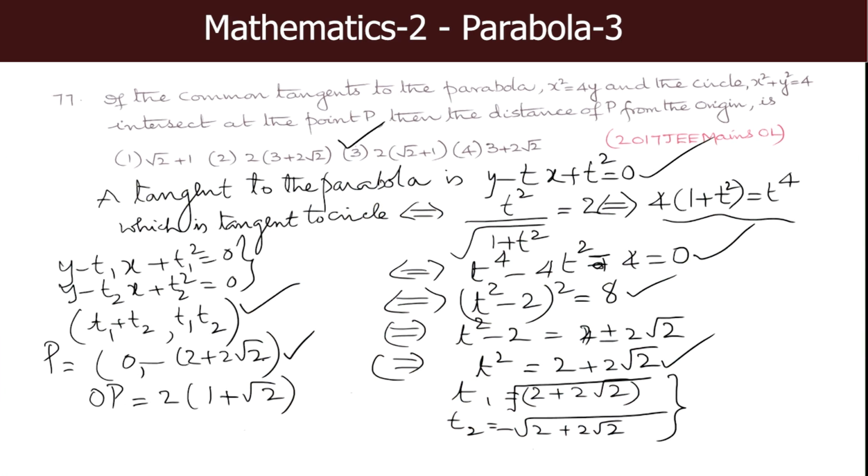And the distance of this point P, the point of intersection of the common tangents drawn to the parabola and circle, from the origin is therefore the same as the ordinate, which is 2 plus 2 root 2, or 2 into 1 plus root 2. That is the final answer. I hope it is clear.